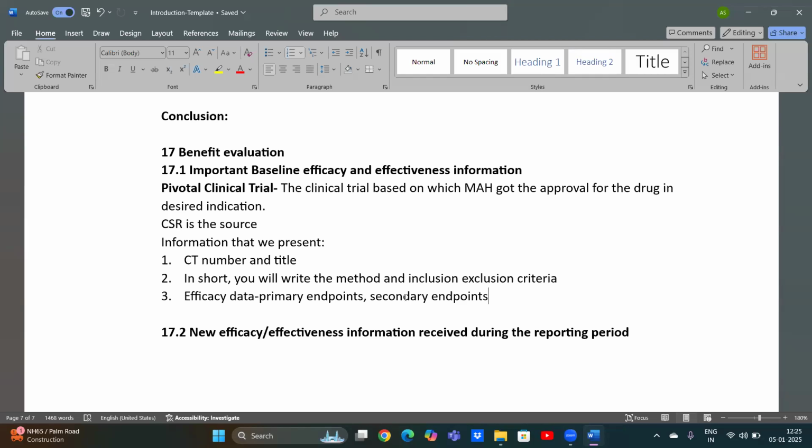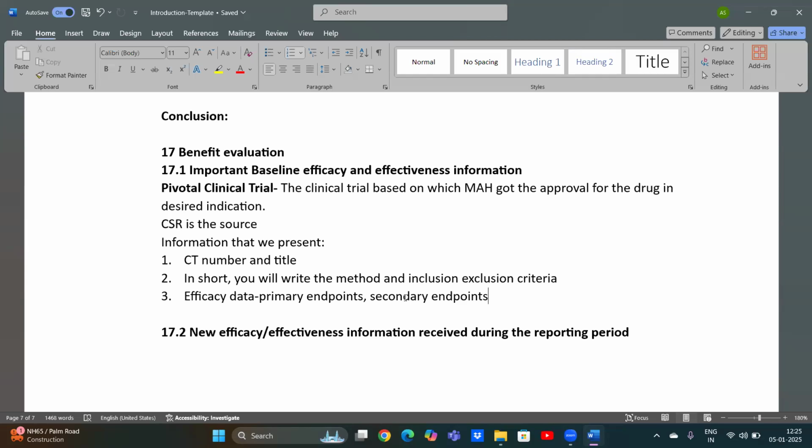So there would be some efficacy achievement points based on which you will say that my drug is more effective. How those achievement points are reached, that information you will present here. Everything will be there in the CSR. You just have to identify what information has to come here. Okay.